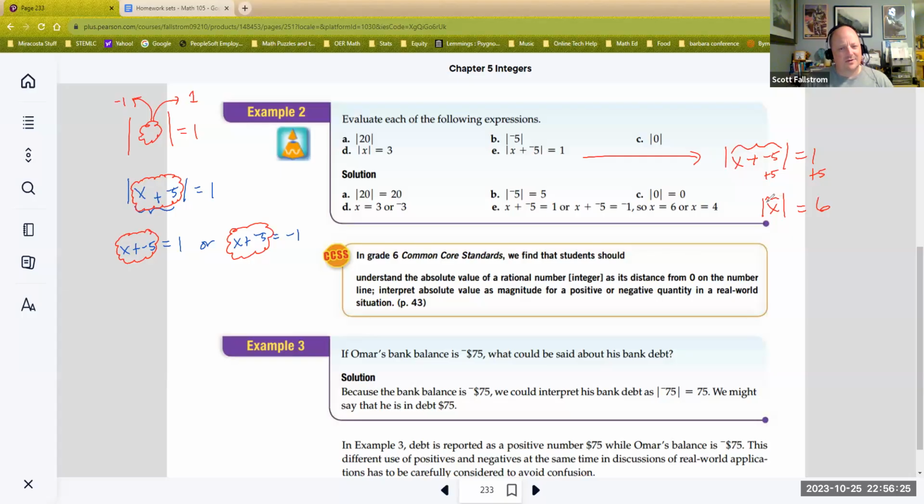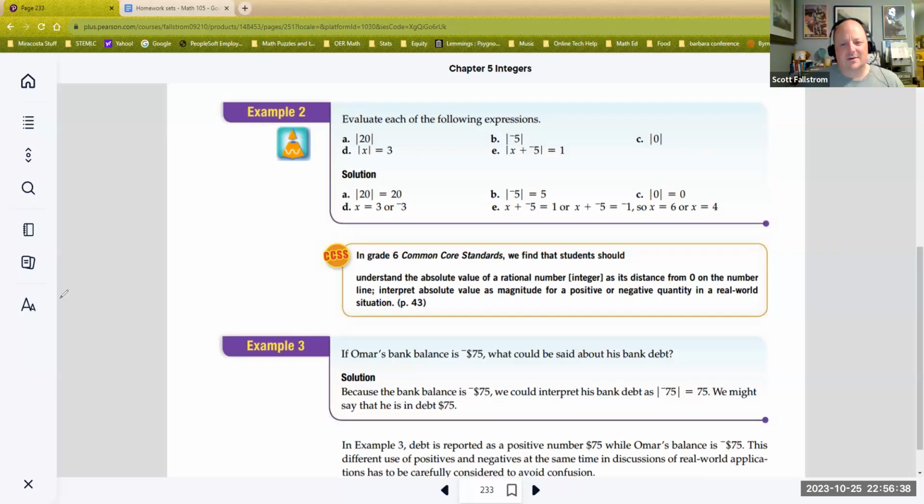So what I'd recommend is when you have absolute values equal a number, that you say, wait a minute, what could go in there to equal that number? And it's almost always that number on the positive side and that number on the negative side. So positive x, +3, -3, stuff like that. Okay.